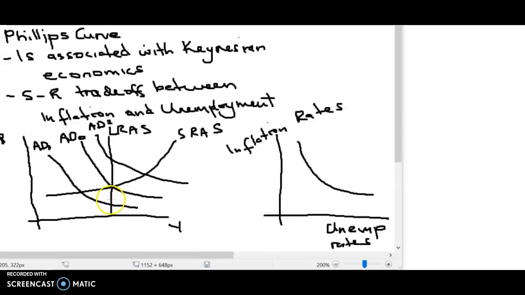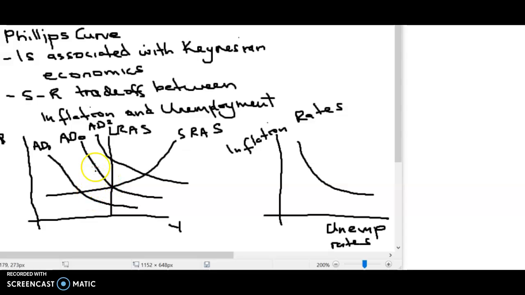We also see that the level of GDP is falling, which means the unemployment rate is rising because more people are unemployed. And so that's the short-run relationship right there. The opposite is also true.